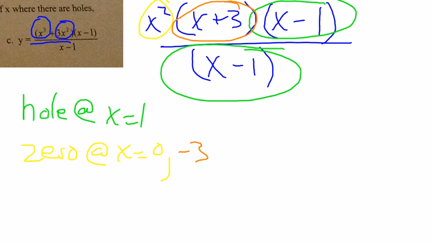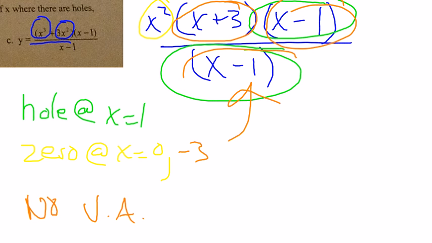And it's very sad, but there are no vertical asymptotes in this function because, again, that's a hole because it's in the numerator as well. So we're done. Yay, that was the quickest problem yet.